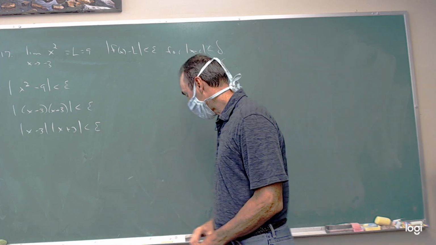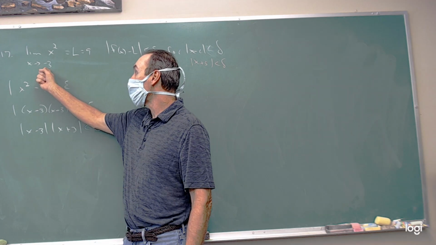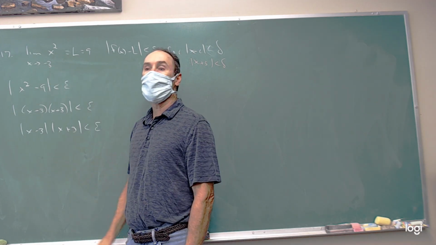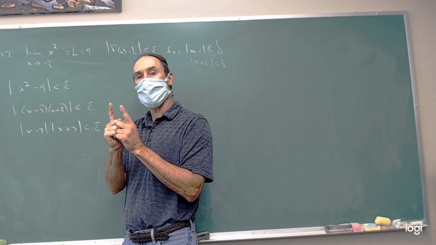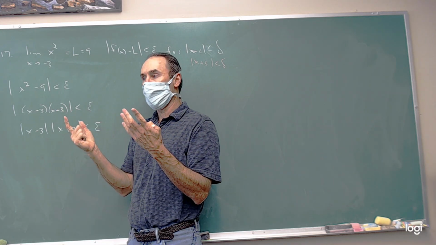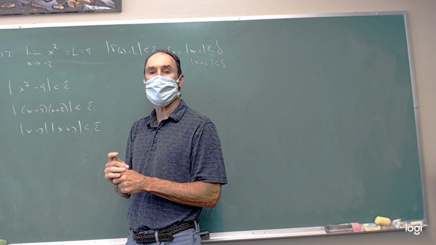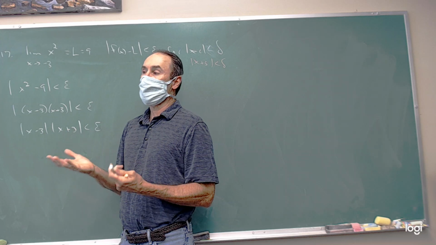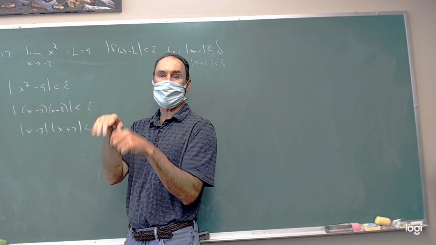So here's where we have to be clever and say, well, if we're trying to approach -3, all we really care about is the values of x that are really close to -3. That's what we mean by a limit. So you can choose what you mean by close to -3. And usually, we go 1 on either side, that's close enough.